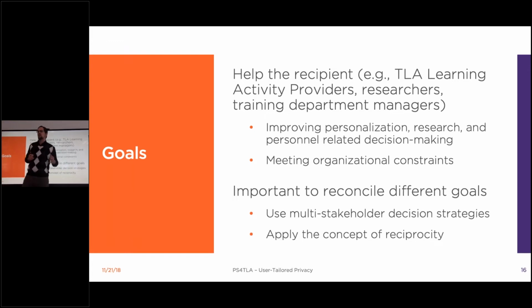And so this can be done with a technique called multi-stakeholder decision making. There are various algorithmic techniques that can be used to trade off the different preferences of different stakeholders in the decision, and they can be automatically applied within user-tailored privacy as well.